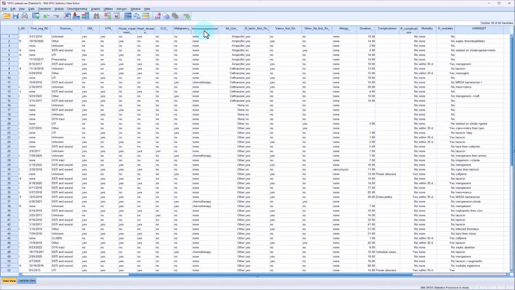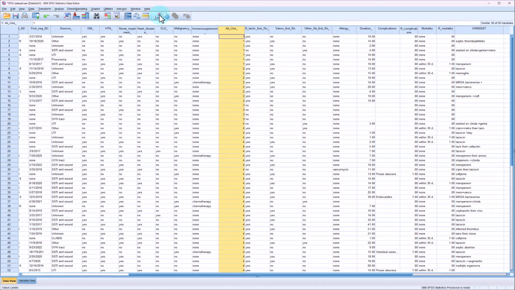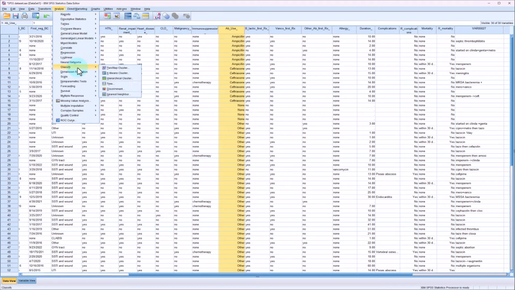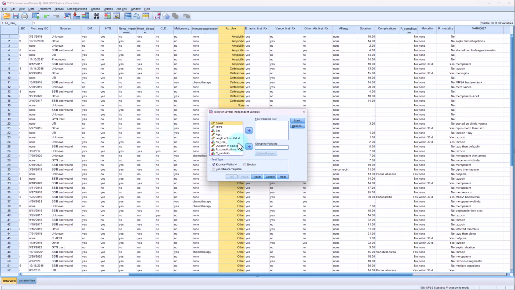Now we can toggle between the numeric and text values by using this button. Now I would go to transform and analyze and then non-parametric legacy dialogs. This time I would select K independent samples and then I would take the antibiotic use variable in the grouping variable box. Here the minimum was 1 and the maximum was 4.